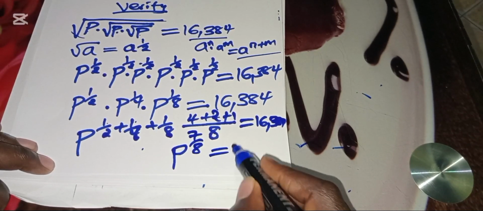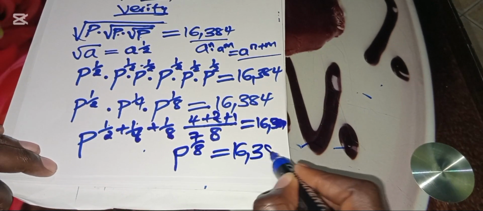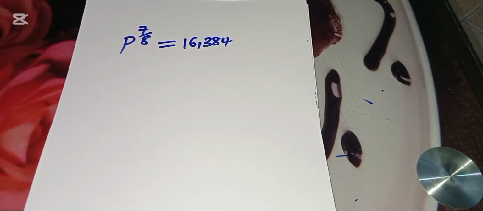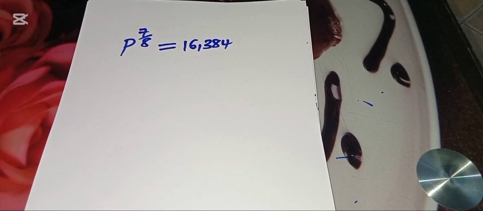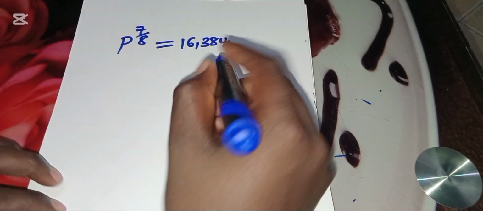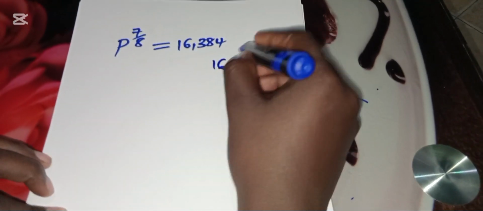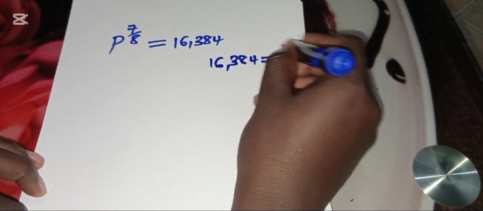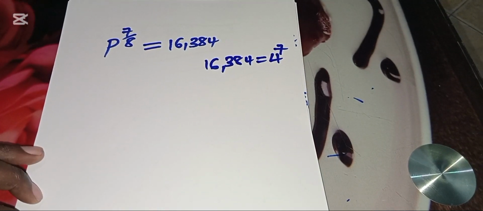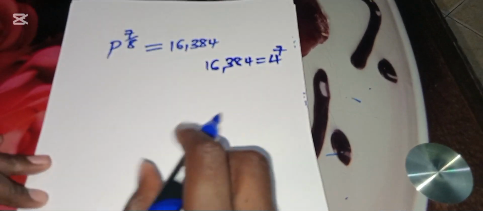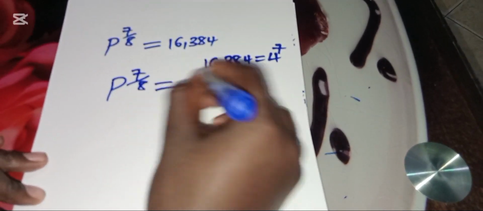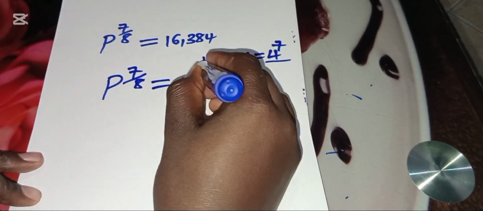This is equal to 16,384. As you can see, we have p raised to power 7 divided by 8, which is equal to 16,384. And remember, we said that 16,384 can be expressed as 4 raised to power 7. And remember, this is p raised to power 7 divided by 8, equal to 4 raised to power 7.